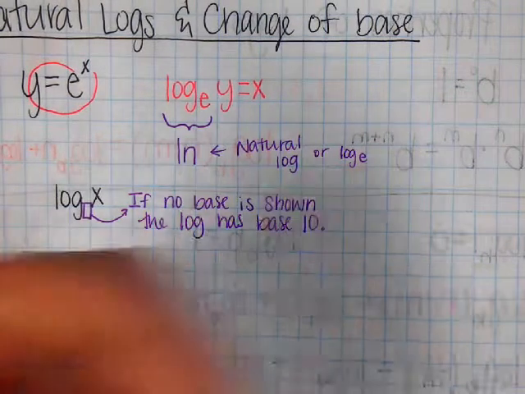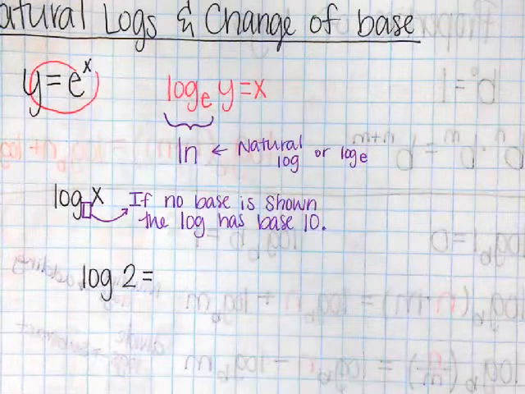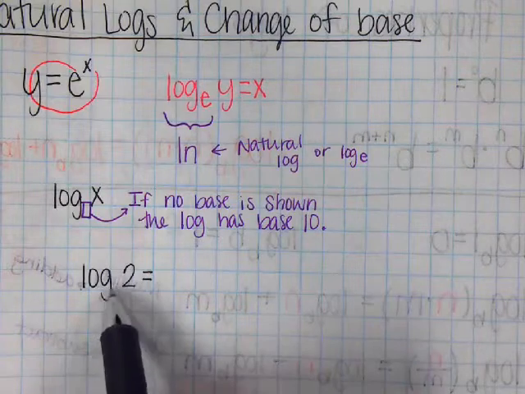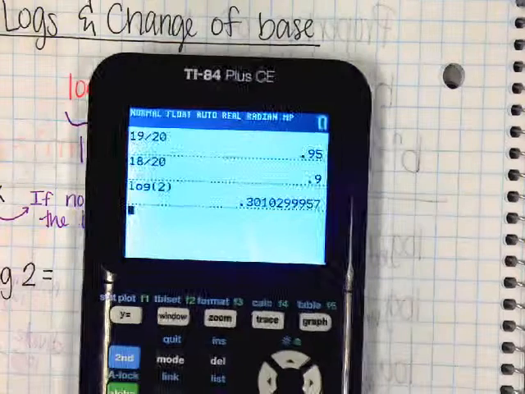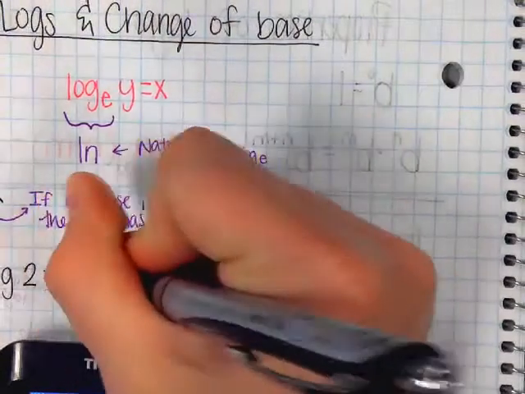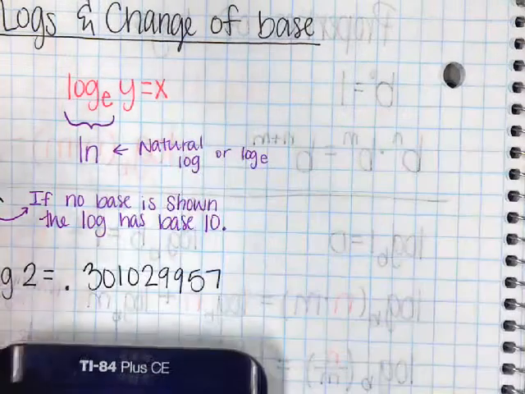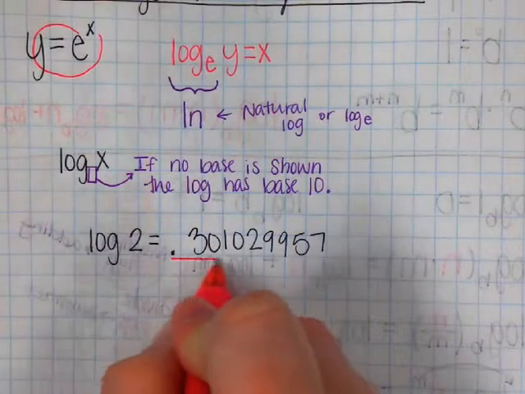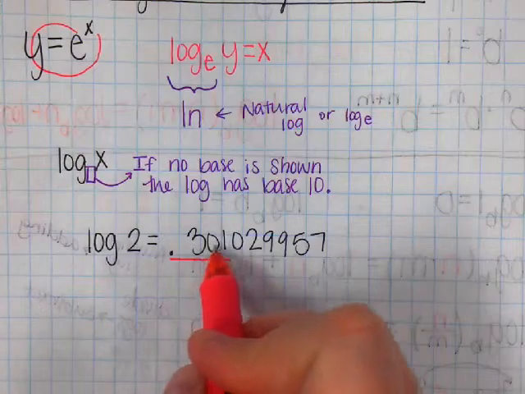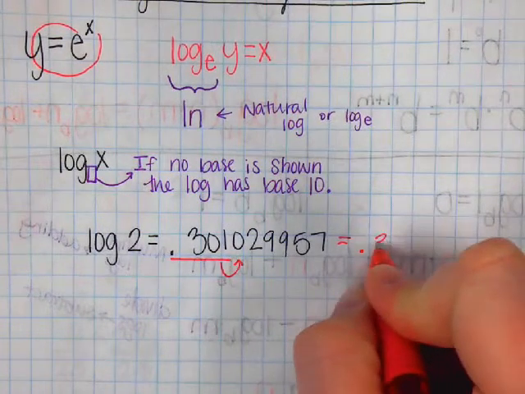So if I tell you to find the value of log of 2, notice there's no base, so it's just a base of 10. So hit log of 2, and you get 0.3010299957. If I remember correctly, on the assignment, it has you round to the thousandths place, tens, hundredths, thousandths. So this one would equal 0.301.